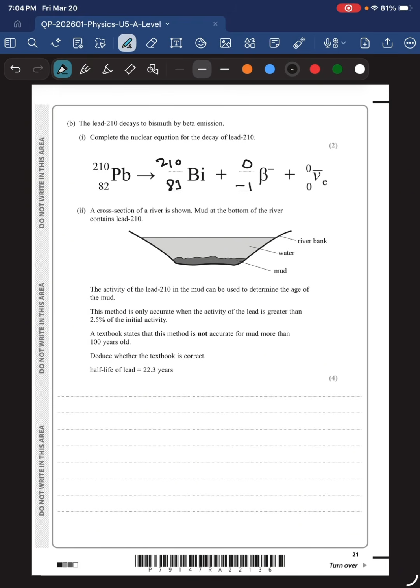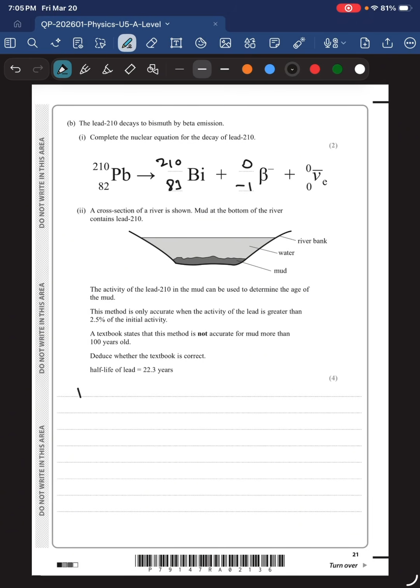Okay. 2. A cross section of a river is shown. Mud at the bottom of the river contains lead-210. The activity of the lead-210 in the mud can be used to determine the age of the mud. This method is only accurate when the activity of the lead is greater than 2.5% of the initial activity. A textbook states that this method is not accurate for mud more than 100 years old. Deduce whether the textbook is correct, and they give you the half-life.